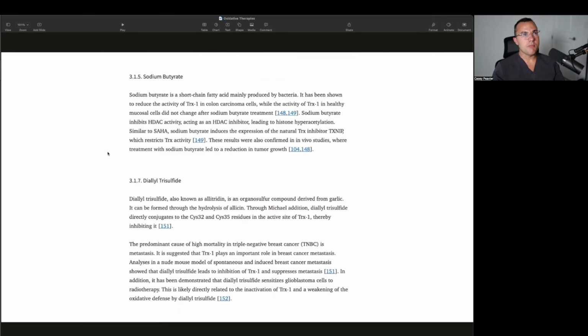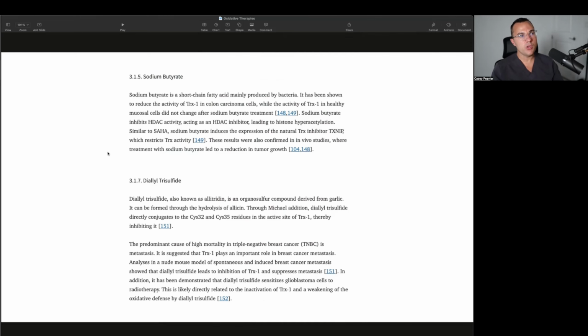I think this is probably one of the most amazing things, that somehow these compounds know that there's a disease cell and they will have an opposite effect, or at least a negligible effect, on the normal cells, but on the cancerous or disease cells, they have their effect that gives us the ability to overcome these cells. I think it's unbelievable. Sodium butyrate inhibits HDAC activity, acting as an HDAC inhibitor, histone deacetylase, leading to histone hyperacetylation, similar to that of SAHA. Sodium butyrate induces the expression of the natural TRX inhibitor, TXNIP, which restricts TRX activity. These results were also confirmed in in vivo studies, where treatment with sodium butyrate led to a reduction in tumor growth.